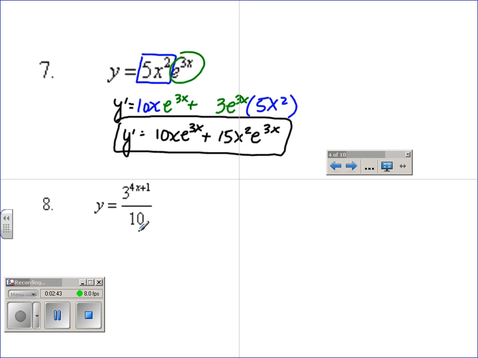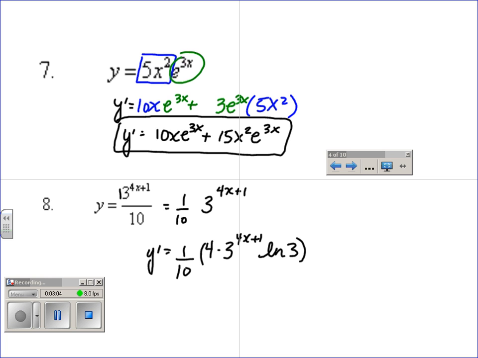Do we have to use quotient rule here? You can, but you don't have to. You can realize this is a 1/10 in front of 3 to the 4x plus 1. So it's just a scalar multiple. So the derivative is going to be 1/10 times the derivative of this, which is going to be 4 and then 3 to the 4x plus 1 times your natural log of 3. So you can simplify this 4 over 10. 4 divided by 2 is 2, and 10 divided by 2 is 5. So we have 2/5 times 3 to the 4x plus 1 times the natural log of 3.